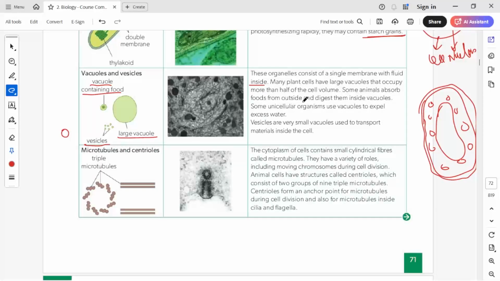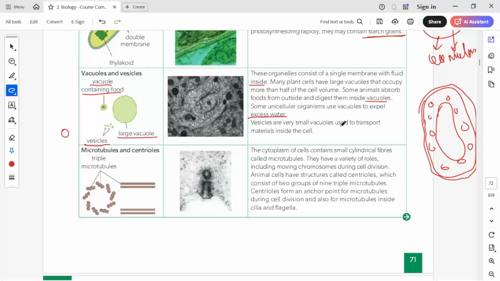Animals absorb food from outside and digest it inside the vacuole. So animal cells do also have vacuoles, but they are smaller in size compared to plant cells. Some unicellular organisms use vacuoles to expel excess water. So these unicellular organisms, the lower organisms, just as we discussed amoeba, and we were discussing certain algae, will use these particular vacuoles to expel excess water.